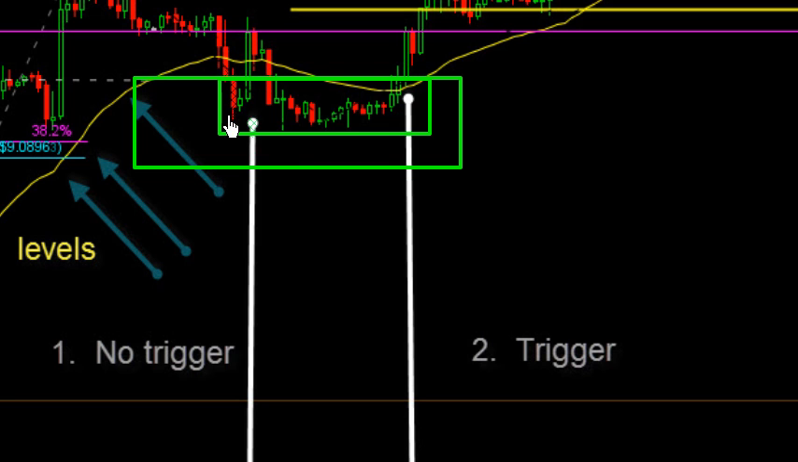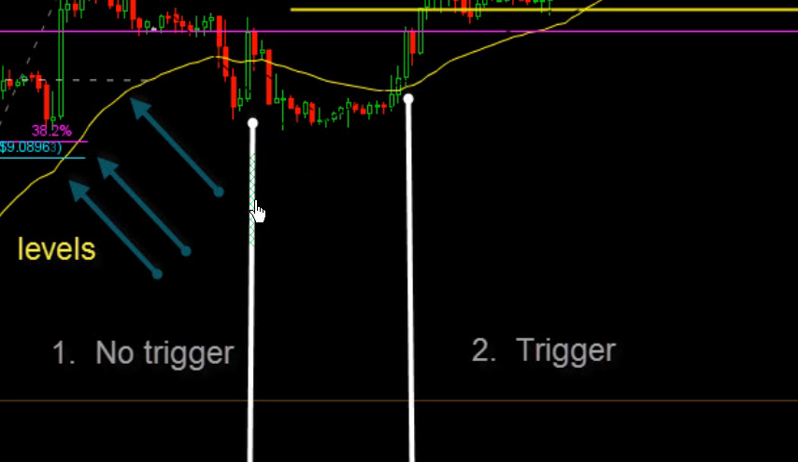Price could have just generally came down to this area here and then came down further into the area. We don't know, right? We're just taking what we see at the moment. So what we have here is white lines that are going to signify where the triggers or no trigger is.